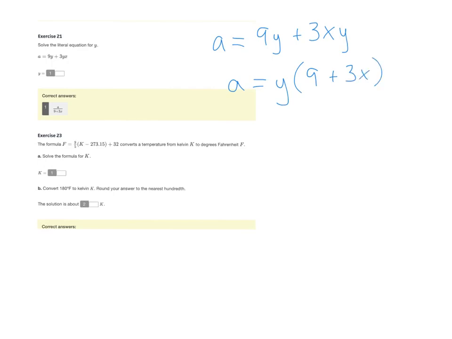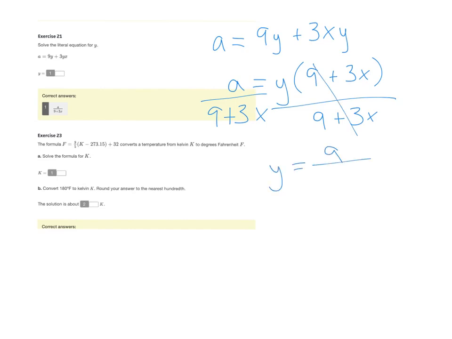3x. And if you wanted to check this, you could just think of distributing it. Y times 9 would be 9y. Y times a positive 3x would be 3xy. Now, in order to get y by itself, instead of multiplying by 9 plus 3x, we're going to divide by 9 plus 3x, and we're going to do that on both sides. So that's going to cancel. We're just going to get y equals a over 9 plus 3x.